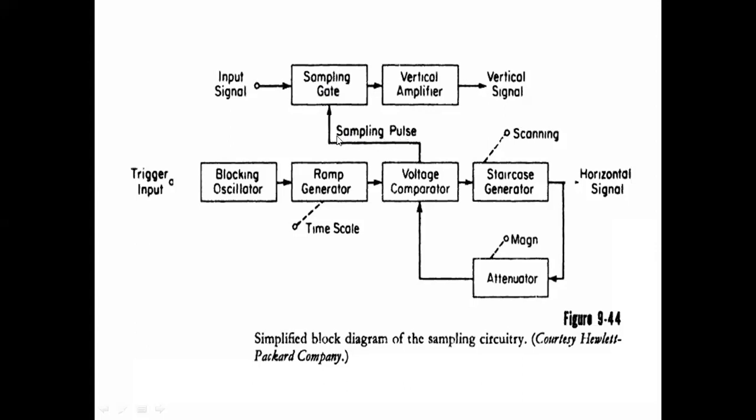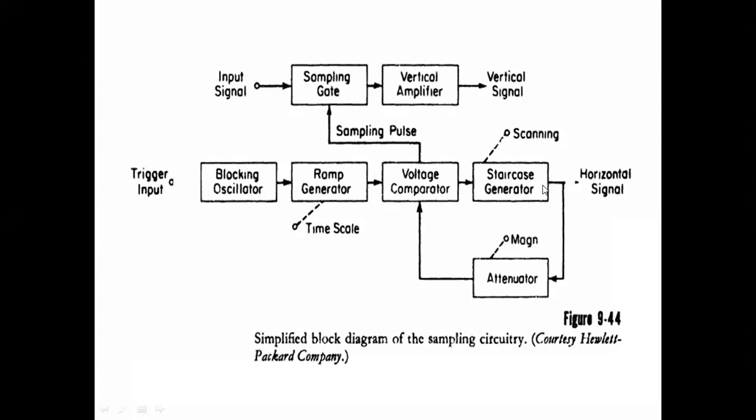How is this sampling pulse generated? It comes from the voltage comparator. Here the voltage comparator compares two signals. One signal is coming from the ramp generator, and another signal is coming from the staircase generator.